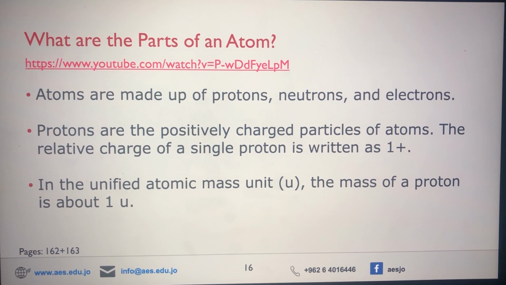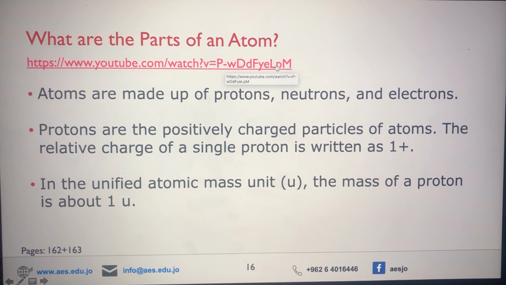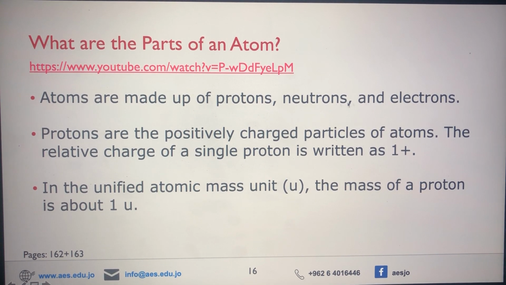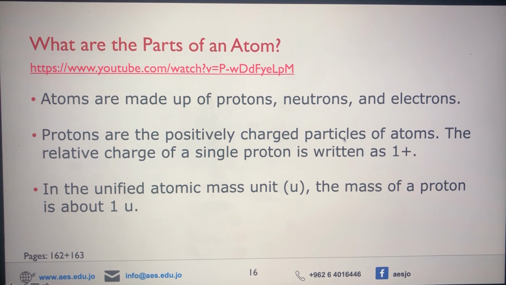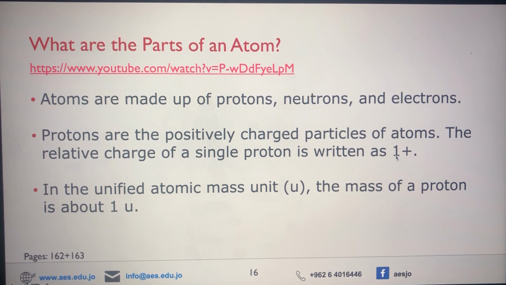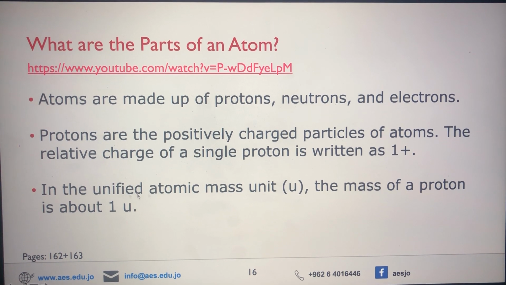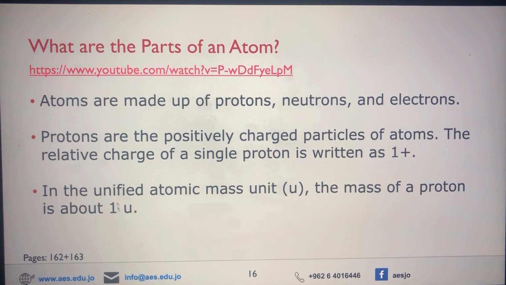So what are parts of the atom? You can watch the video here that explains each part separately and in detail. But we know that atoms are made up of protons, neutrons, and electrons. The protons are the positively charged particles that are written as 1 plus. So if we have one proton, we are writing it as 1 plus, and it has a unified atomic mass unit. The mass of a proton is about 1 unit.